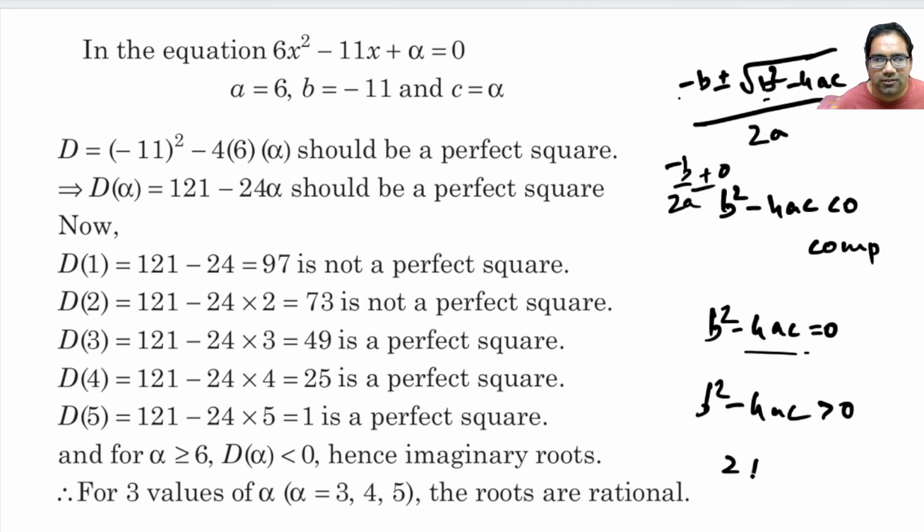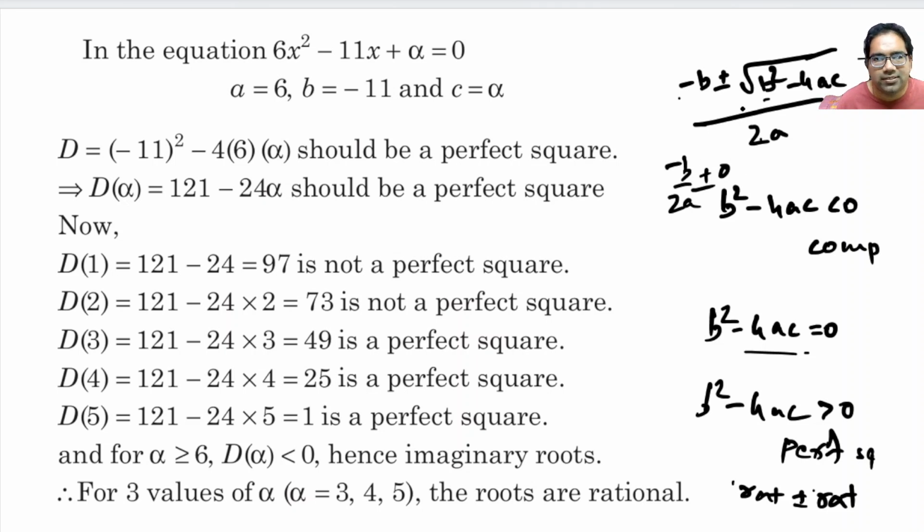then we'll get roots like 2 plus or minus root 3. Minus b by 2a plus or minus an irrational number. Rational plus or minus irrational is irrational only. But when b² − 4ac is a perfect square, then we will get minus b by 2a, which is rational, plus or minus another rational number. So the total will be a rational number, because the square root of a perfect square is a rational number. So to get rational roots, we need b² − 4ac to be a perfect square.